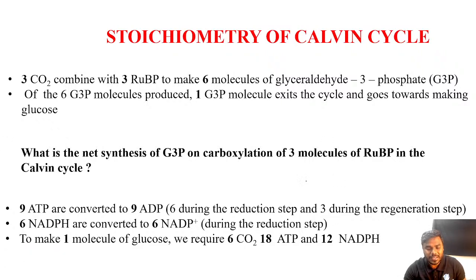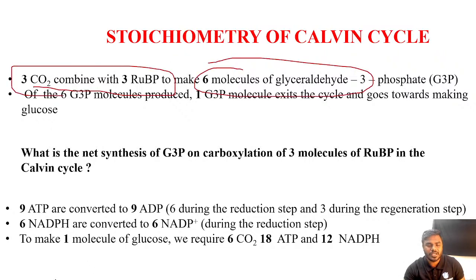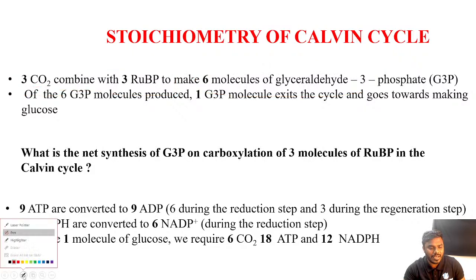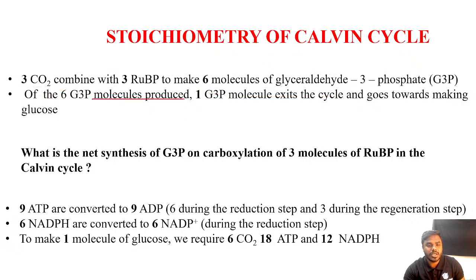Good. Some people gave the correct answer, some people gave the wrong answer. To summarize for all of you, just listen. 3 carbon dioxide combined with 3 RuBP to make 6 molecules of G3P. We studied this very correctly. Out of 6 molecules of G3P produced, 1 molecule of G3P exits the cycle and goes towards making glucose. Now everyone pay attention, look into this. It is written very clearly here.